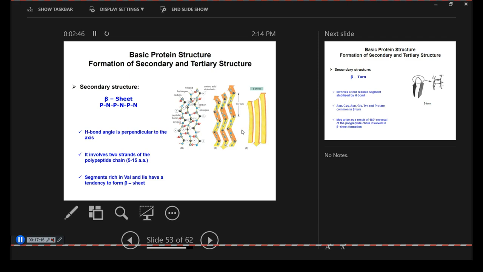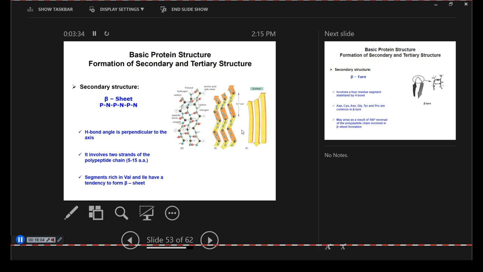For beta sheet, what you have here is an alternating polar-nonpolar sequence. When you have an alternating polar-nonpolar sequence, you can potentially form a beta sheet. And a beta sheet is usually formed within one polypeptide. So let's say you have one polypeptide, it can form a beta sheet and form hydrogen bonding perpendicular to the axis.